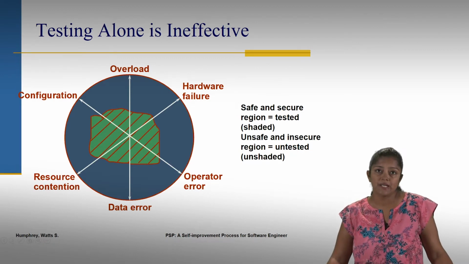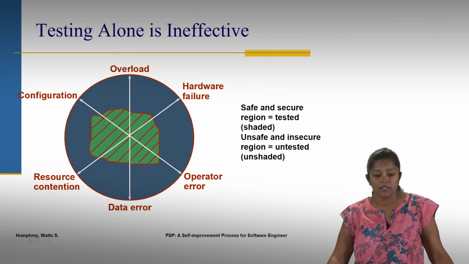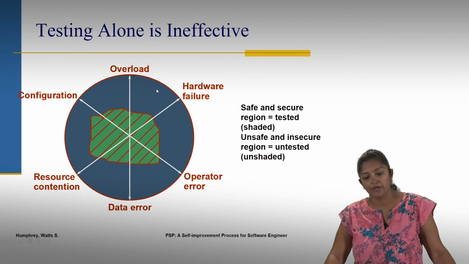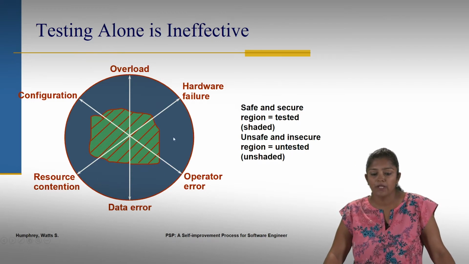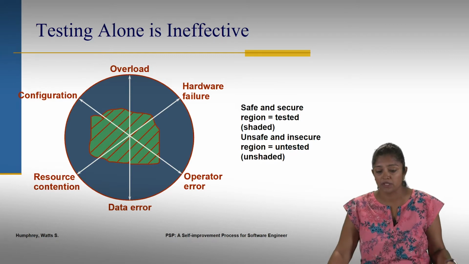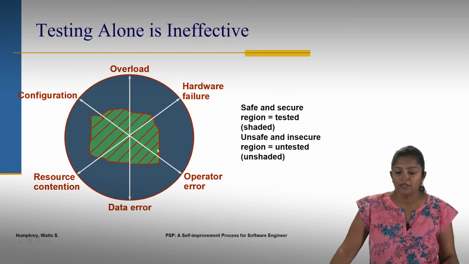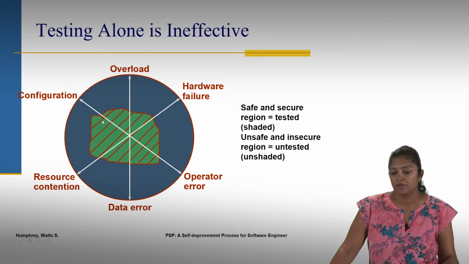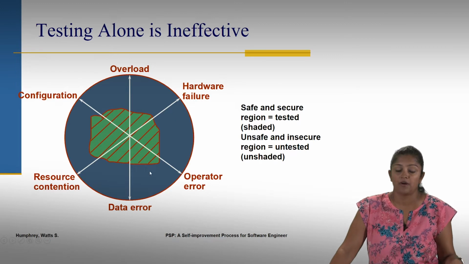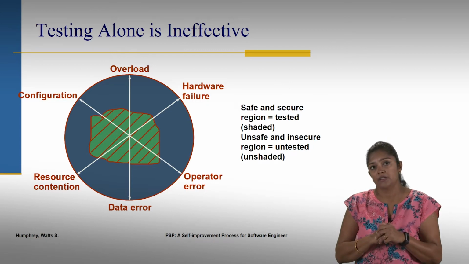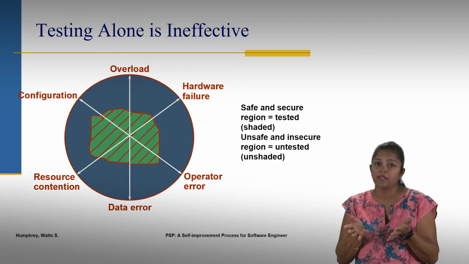Testing by itself, testing alone, is ineffective. Again, historically we have seen that most of the issues are happening with overload or configuration or hardware failure. But if you look at this chart, even after hours and hours of testing, and like I said, 50% plus time is spent on testing, in spite of that, only the shaded green area is really the safe region. Even after that, there's a lot of unsafe or insecure region in the code, in the overall software product. That's the reason we say testing alone is ineffective.